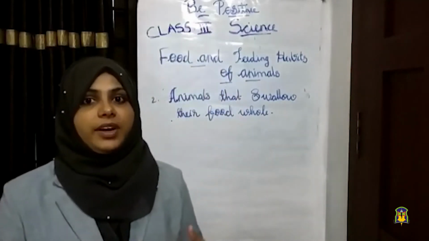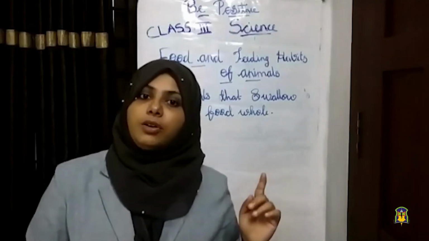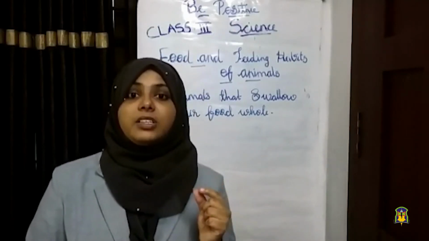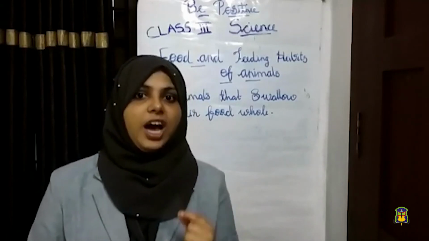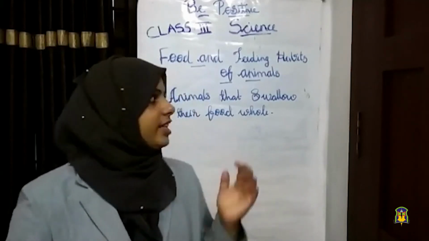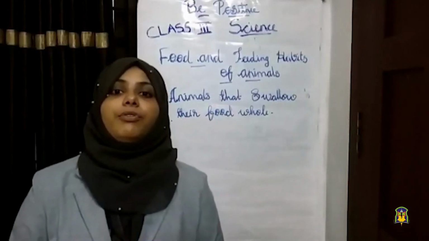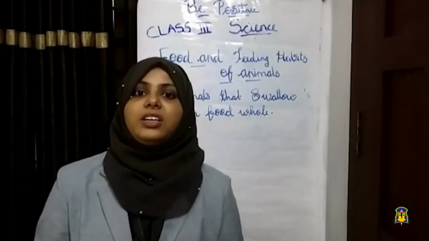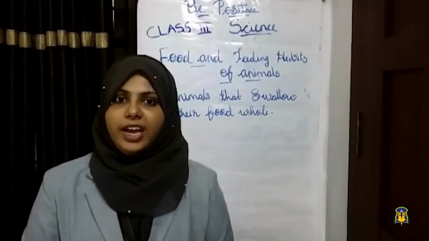Animals are also classified as pet animals and domestic animals. Animals like dog, cat, rabbits are called pet animals. Animals like cow, goat, hen are called domestic animals. And animals are also classified as gnawers and those that swallow food whole. Gnawers eat food with the help of sharp front teeth. The second group swallow the food as a whole because they don't have teeth.